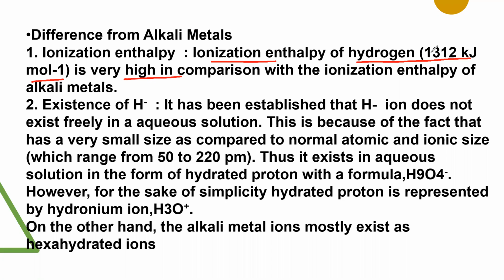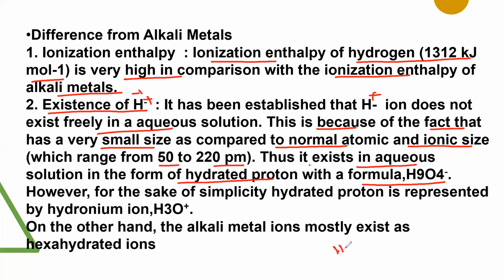So the ionization enthalpy of hydrogen, 1312 kilojoules per mole, is very high in comparison with the ionization enthalpy of alkali metals. That is the first difference. Second difference, existence of H plus ions. Existence of H plus ions is not free in aqueous solution. This is because it has a very small size compared to normal atomic and ionic size, which ranges from 50 to 220 picometers. Thus, it exists in aqueous solution only in the form of hydrated proton with the formula H9O4 plus.